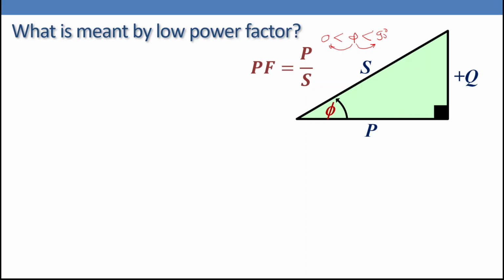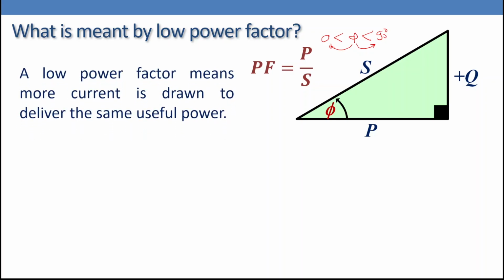Cosine 90 equals 0, cosine 0 equals 1. So as phi goes towards 0, this means that P is close to S or equals S. As phi goes towards 90, this means that all the power is reactive power. But what are the consequences of the low power factor? What is meant by low power factor physically?